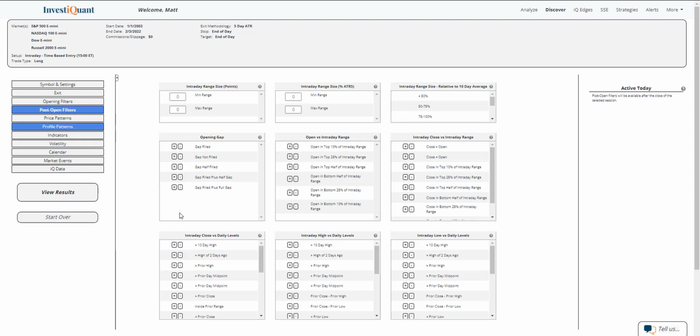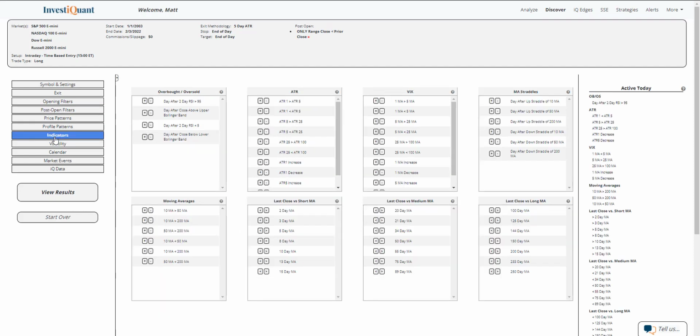So post-open filters, intraday close versus daily levels. I'm going to go to this below prior close option down here, hit equals next to it. That means that the 3 o'clock price is below the prior day closing price. And then I'm going to go into the indicators library, put us in a similar market environment. We closed above a 10 and 200 day simple moving average yesterday. I've added both of those indicators.